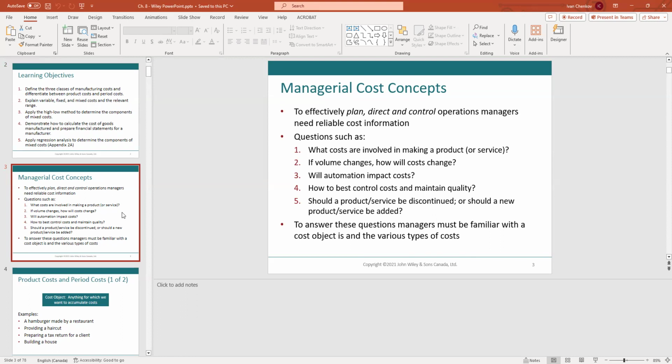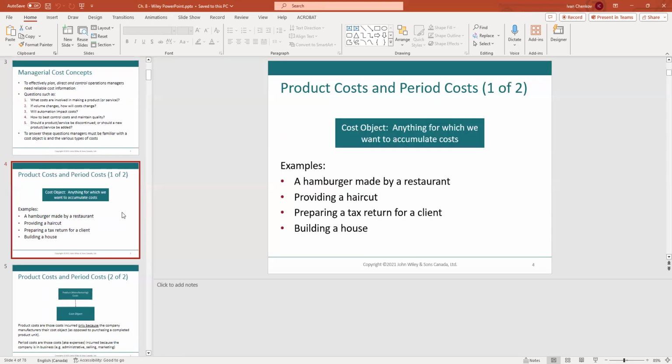Those are the questions that we're trying to find answers to with managerial accounting by finding different types of costs, analyzing those costs, and seeing which costs can help us and which costs can be eliminated. A cost objective is anything for which we want to accumulate cost. For example, in order to make a hamburger, we have to have a cost. What's the cost related to that hamburger? What's the cost of providing a haircut? What's the cost of preparing a tax return?